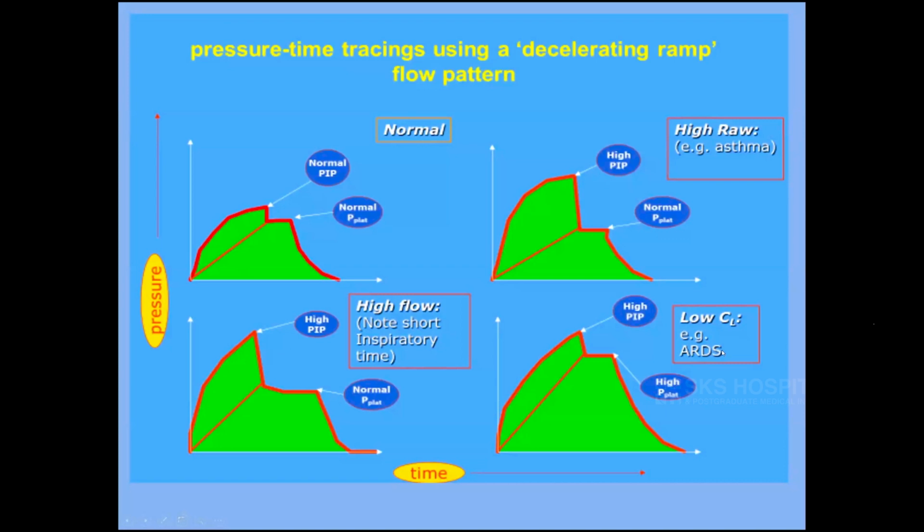And coming to the typical ARDS patient with a lower compliance, the plateau pressure itself is increased, thereby increasing the peak pressure as well. So you would observe a higher peak pressure as well. So these are the waveforms you would see in a decelerating flow pattern.